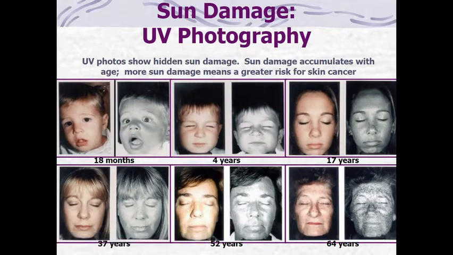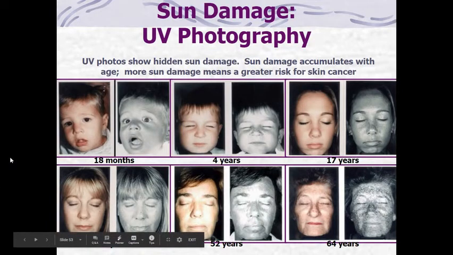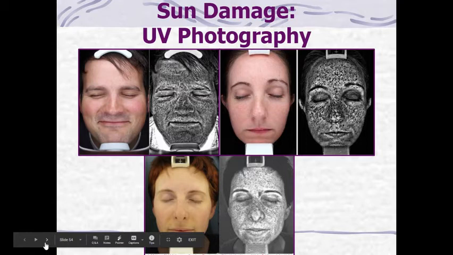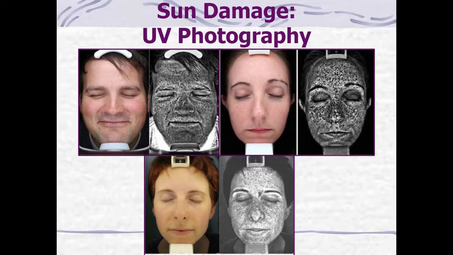So now talking about issues as we age, these UV photos show hidden sun damage. Sun damage is accumulative, so it's going to increase as we age, and more sun damage puts you at a greater risk for skin cancer. So you can see each of these photos, and then you can see the sun damage UV picture next to it. So it may look like there's not a lot of sun damage on the surface, but when we look at the photos, we can see a lot more.